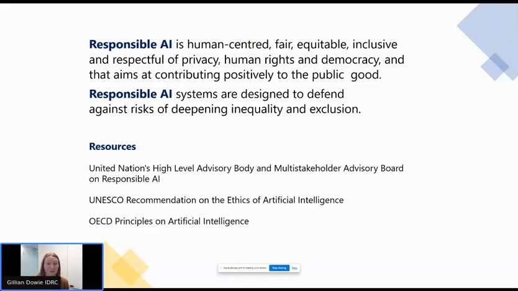And more recently, the UN's high-level advisory board on responsible AI and the multi-stakeholder advisory board, which includes people from academia, from civil society, governments, and the private sector, who all have an important role to play in terms of AI development and deployment, infrastructure expansion, for example, and creating the ecosystem for responsible AI. So I'm going to stop here and I'm going to hand it back to Andy.